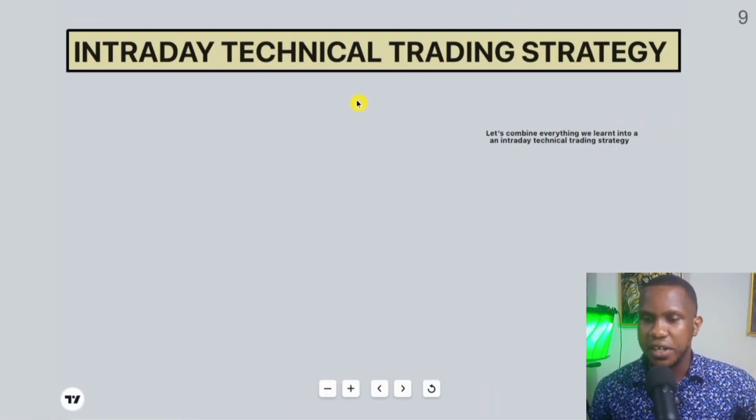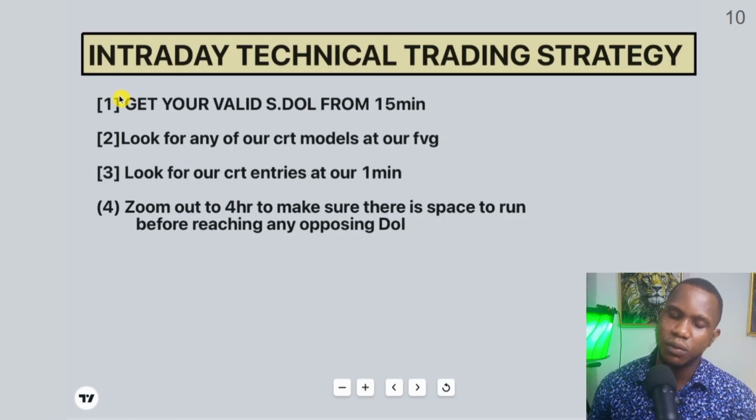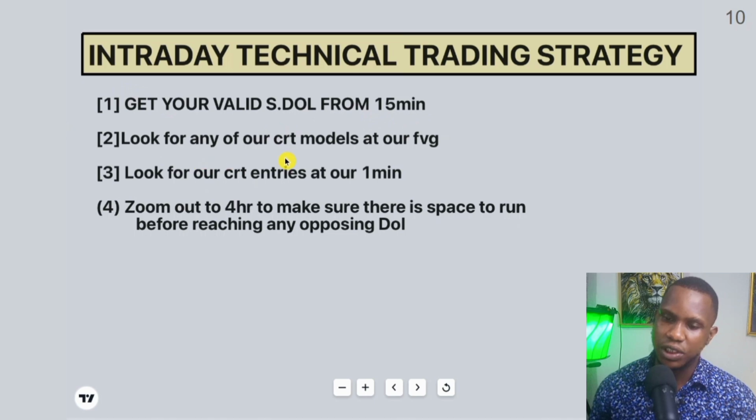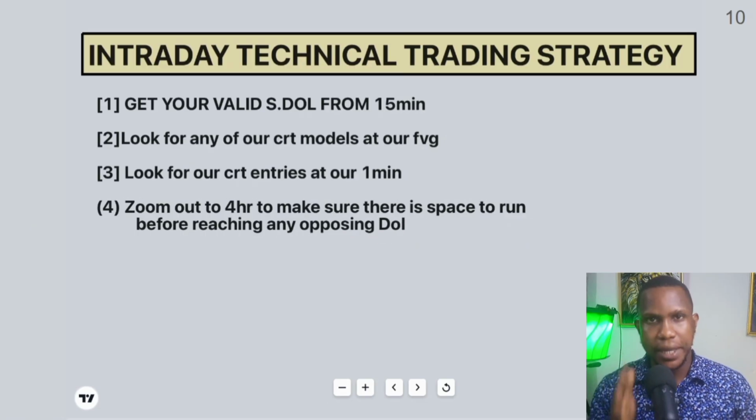So for our intraday trading strategy, number 1 is get your value structural draw on liquidity from the 15 minutes time frame. Number 2 is look for any of our CRT models to form at our fair value gap. Number 3 is look for our CRT entries at our 1 minute time frame. Number 4 is zoom out to the 4-hour to make sure there is space to run before reaching our opposing draw on liquidity.